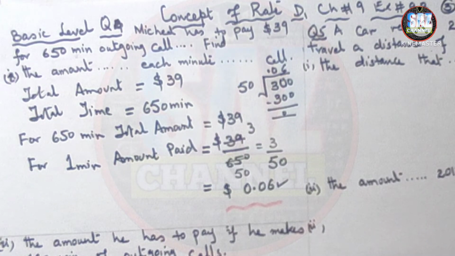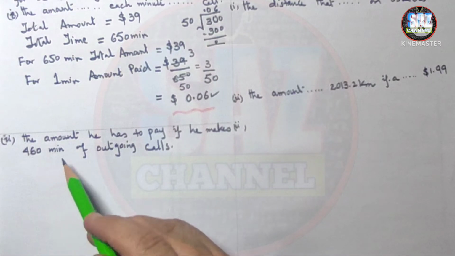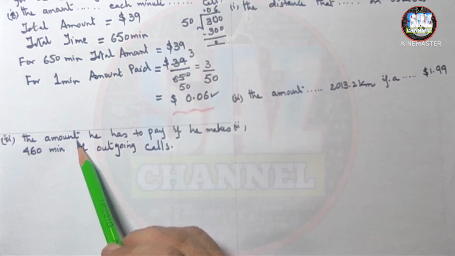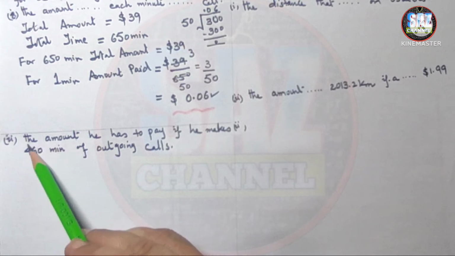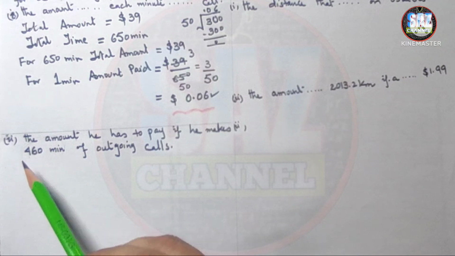And the second part of the question is the amount he has to pay if he makes 460 minutes of outgoing calls. Okay, what is the requirement of the question? The amount he has to pay, or the total bill that he has to pay if he is making a call which is 460 minutes long. Okay, very easy question.